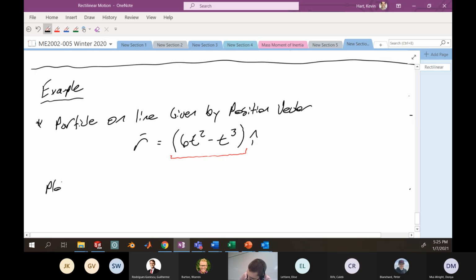So I want to plot the position as a function of time, the velocity as a function of time, and the acceleration as a function of time. And because I can't easily plot a vector on a figure, we'll plot the magnitudes of these guys.